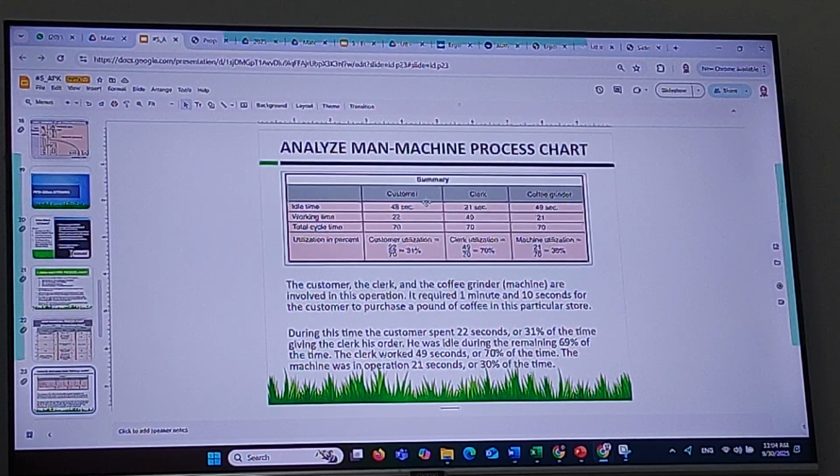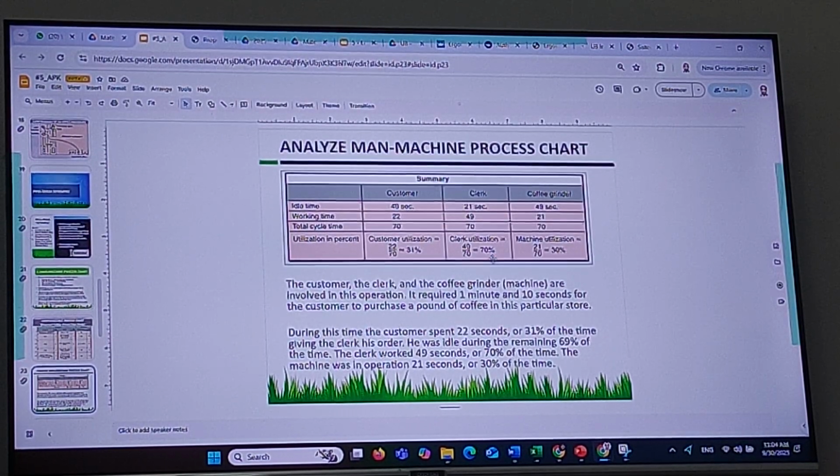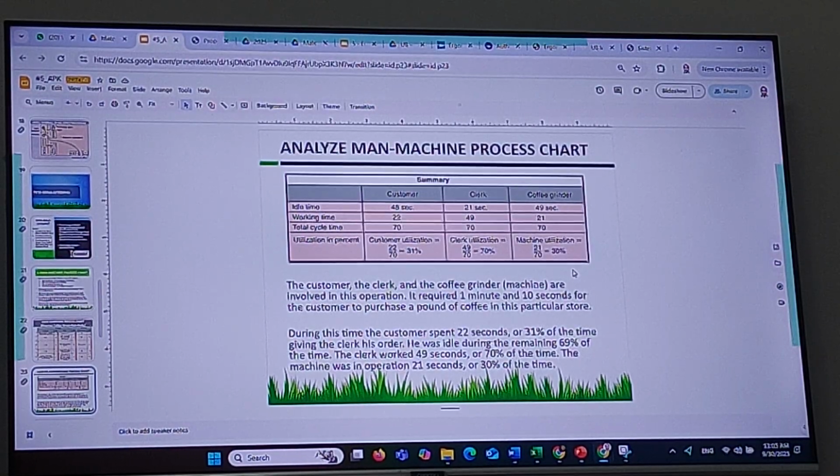But this case study discusses the customer, clerk, and also coffee grinder. It means if we add more clerks, I think we can still use one coffee grinder. Understand what I mean? So if we have two customers at the same time, is it possible?